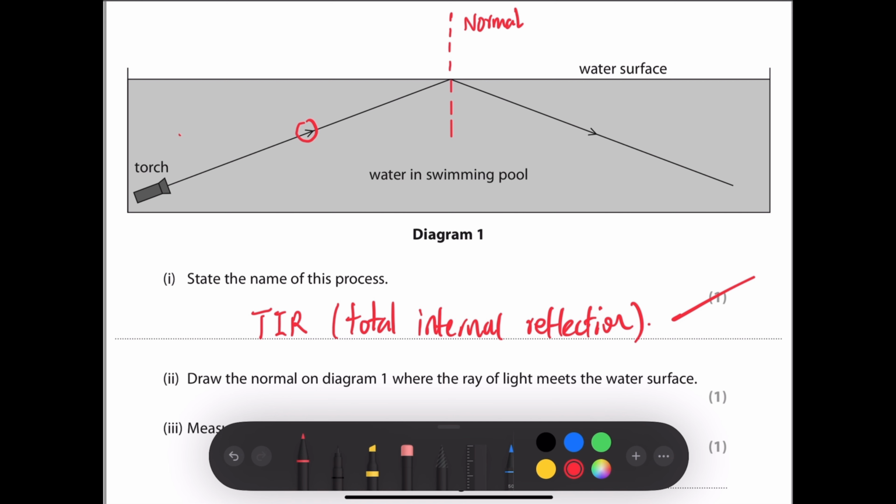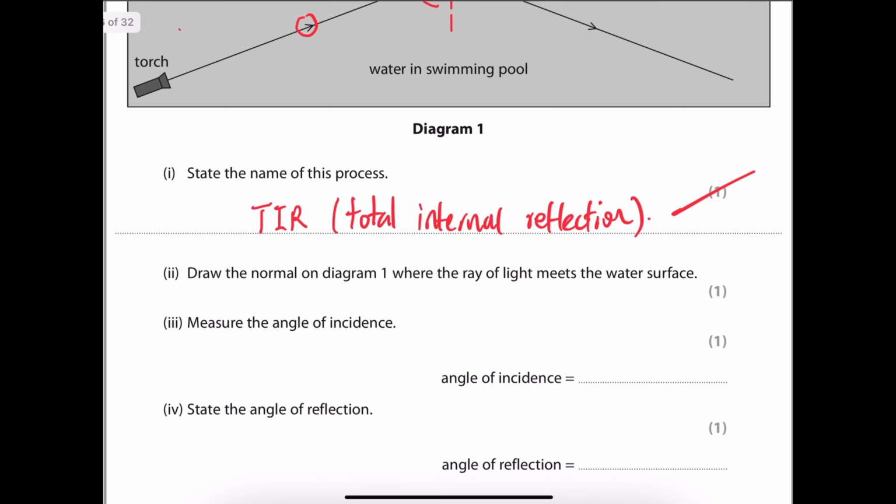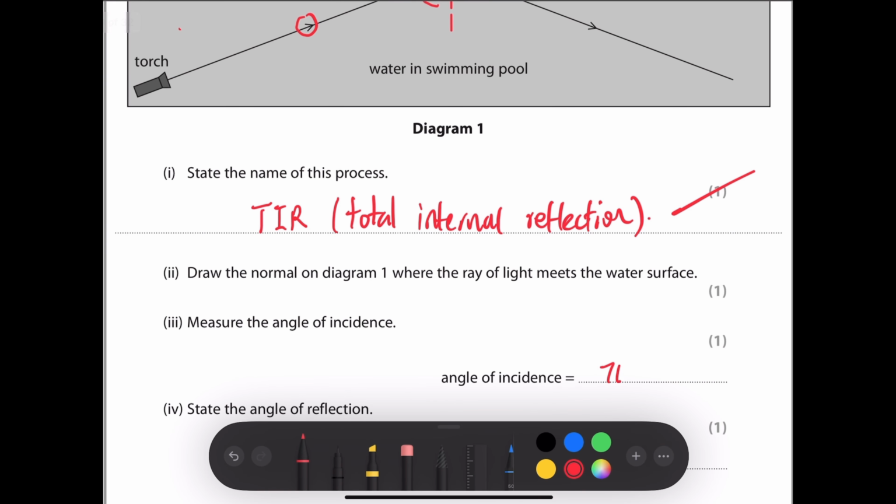Remember, the angle between the incident ray and the normal, we call in physics the angle of incidence. The examiner is asking to measure the angle of incidence. So place your protractor to measure the angle, which is already labeled I, between the incident ray and the normal, and the answer for this one is approximately 70 degrees. The examiner gave a range between 67 and 73, so you don't have to worry about the range.